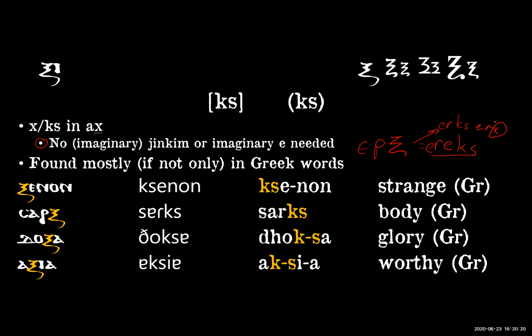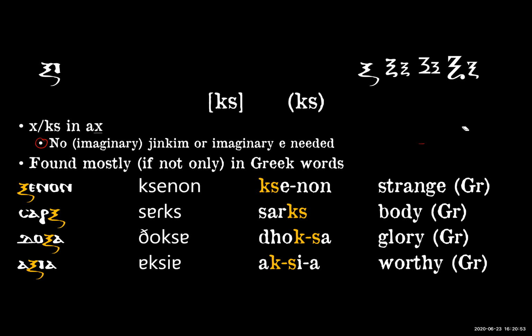Now, the next point is important, I think. This letter is almost always, if not only, found in Greek words. Now, remember from the first lesson, in Greek words, there's no such thing as a jinkim. So you can't have something like that in Greek. If you didn't see what I did, I put a jinkim on this Xi. You're not going to have that in Greek. So you shouldn't have it in pretty much any word with a Xi in it.